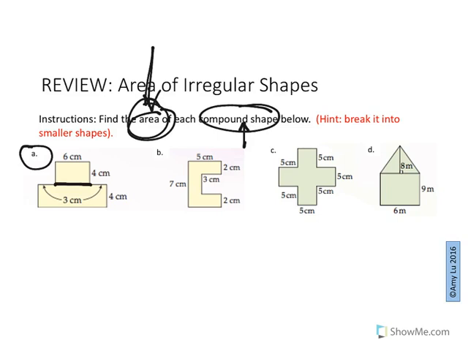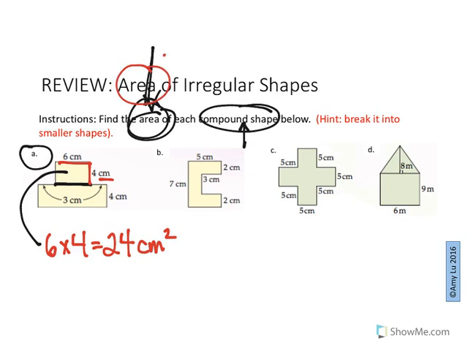Once you do that, the first thing you do is find the area of each individual part. So this rectangle here is clearly 6 by 4. So the area of this is 6 times 4, which is 24, and it's in centimeters squared. And area is always in square units.